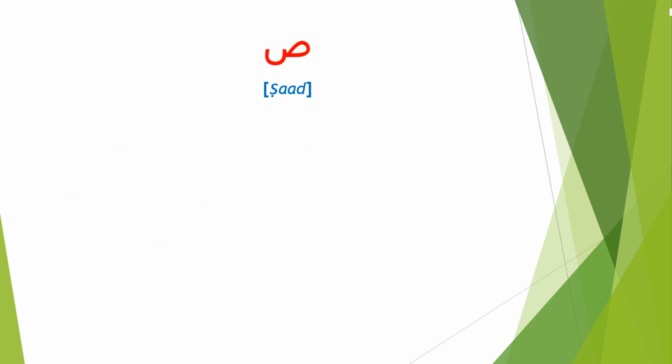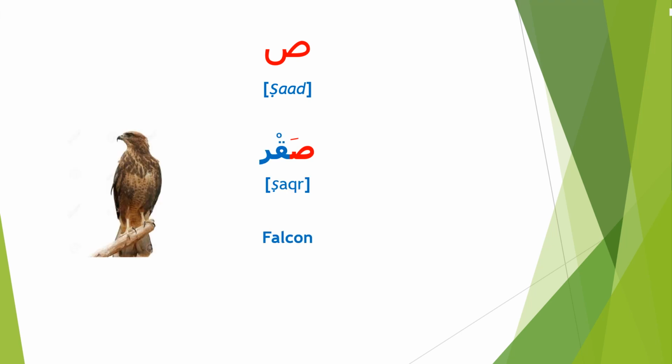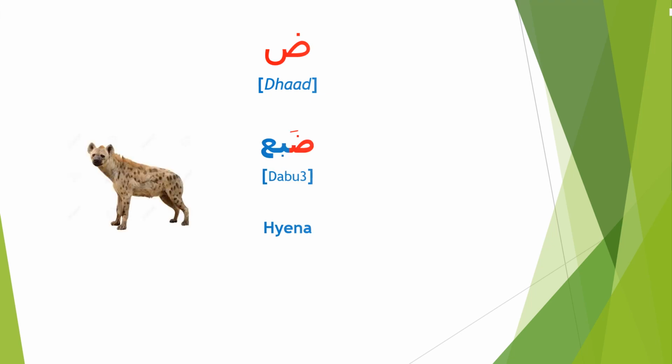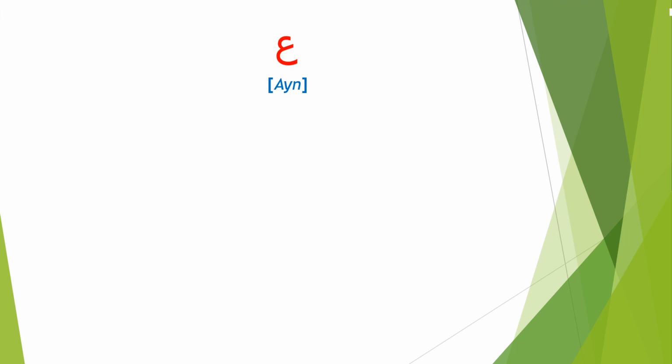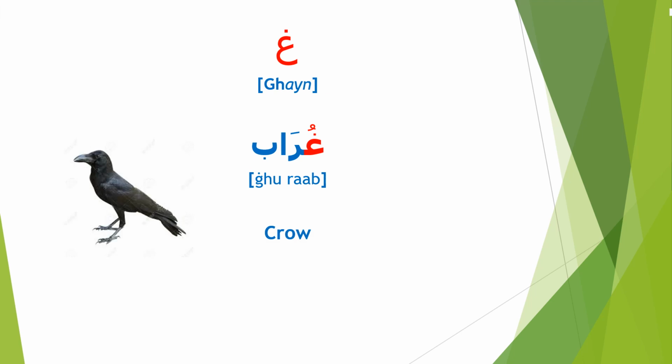Saad. Example. Saqar. Falcon. Dhad. Example. Dhabu. Hyena. Ain. Example. Usfoor. Bird. Ghain. Example. Ghurab. Crow.